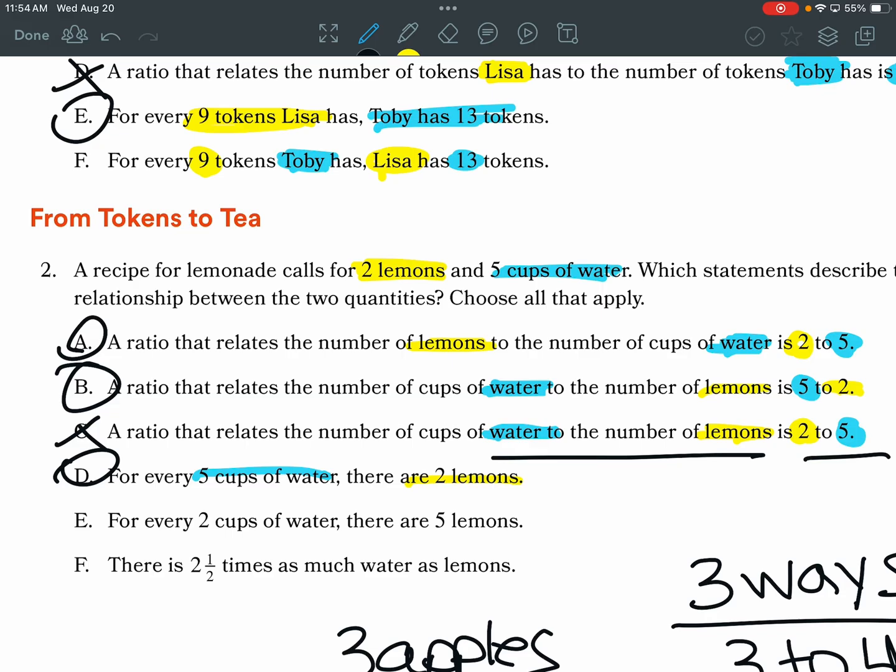So is there 2 waters? So 2 is actually lemons, right? And then 5 is actually waters. So does that work? No, no, no, no, no.